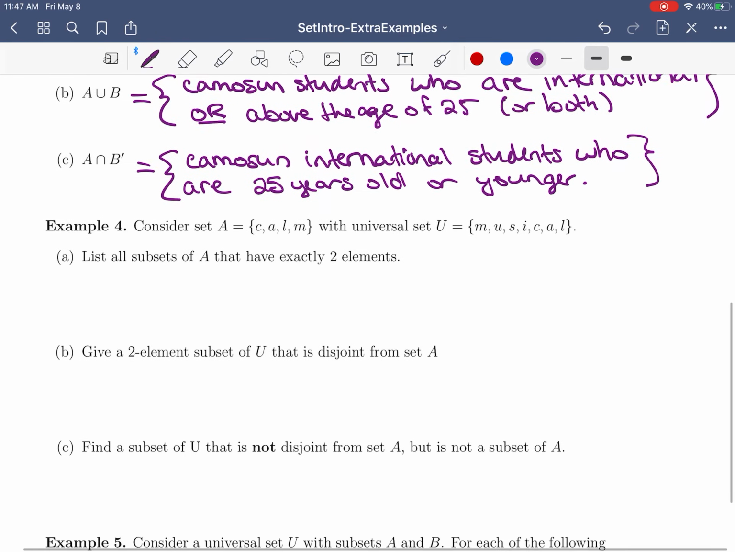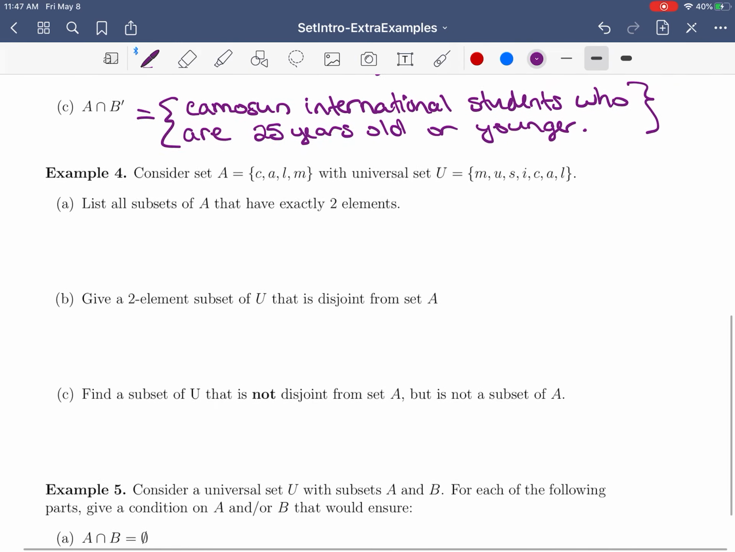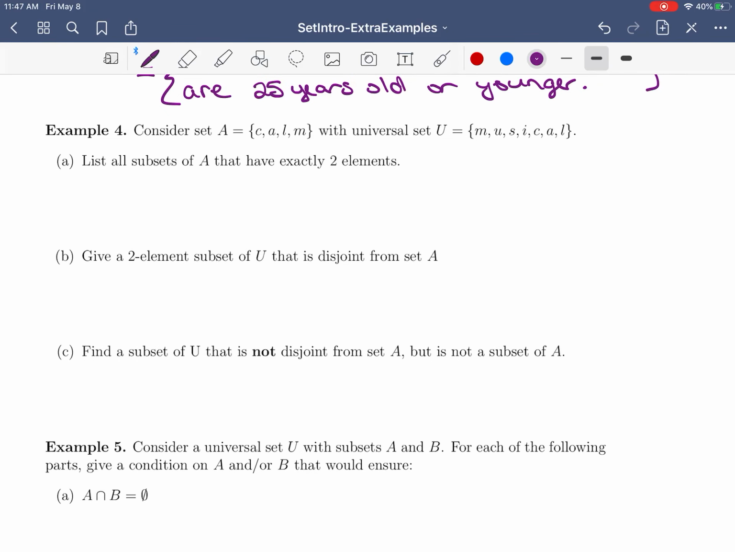Okay, let's try another one. So here I have set A is the letters in the word calm, and the universal set is the letters in the word musical. So notice that the letters in the word calm are in the word musical. So we want to list all subsets of A that have exactly 2 elements.